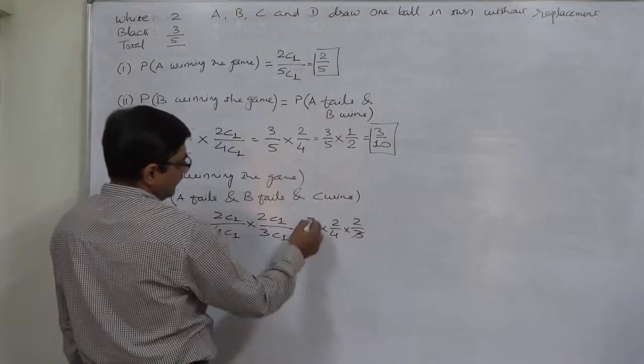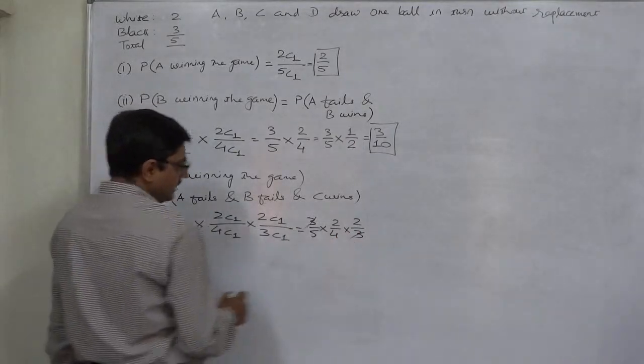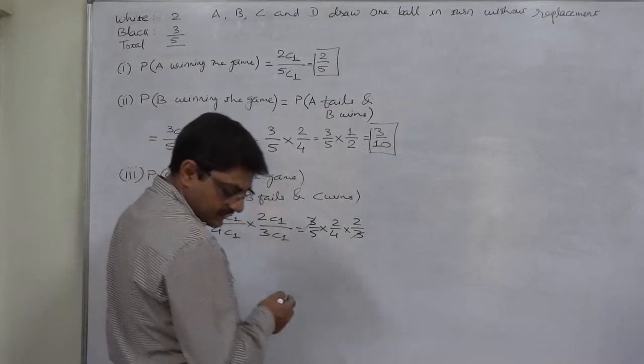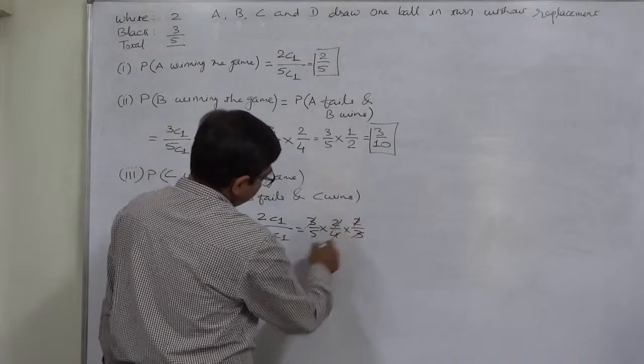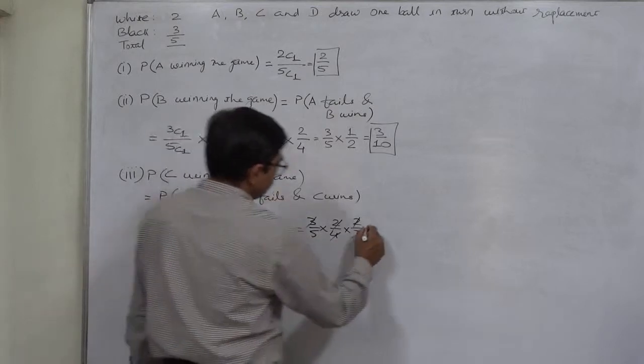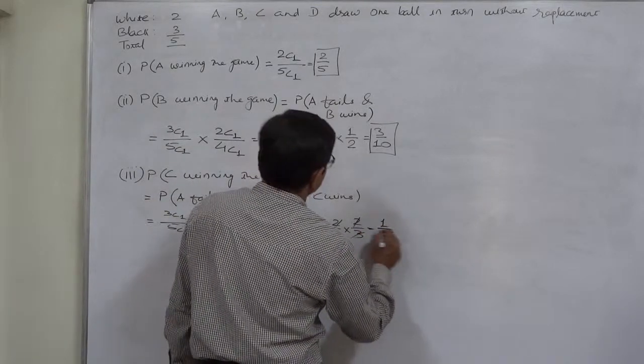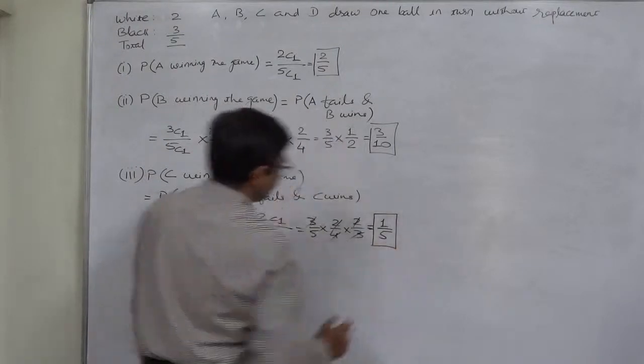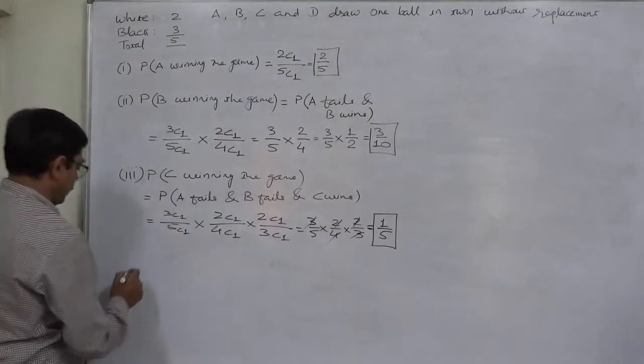We can cancel 3 and 3. We can also cancel 2's with 4. So the result is 1 by 5. So the probability of C winning the game comes to 1 by 5.